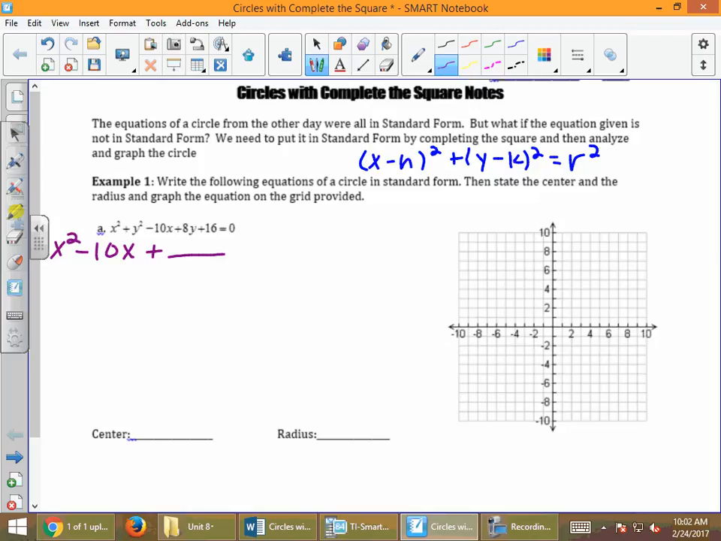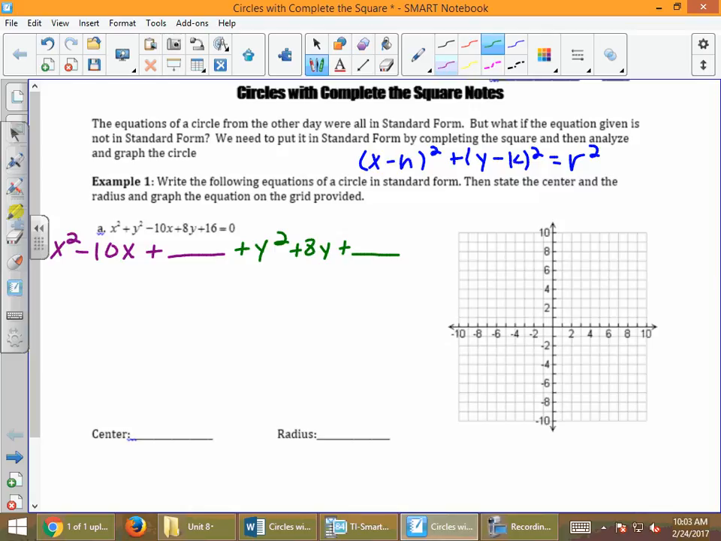Then you do the same thing with the y. So plus the y squared goes first. What other number has a y? That's going to go next, and it's a positive 8, so we put plus 8. Are there any other numbers that have a y with it? Nope. So when that happens, you put plus a blank.